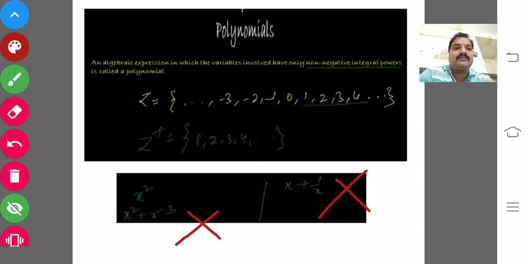This is also not a polynomial, this is the only polynomial. Now I hope you could understand the concept. Understand? A polynomial is an algebraic expression in which the variables involved have only non-negative integral powers. That is the definition.